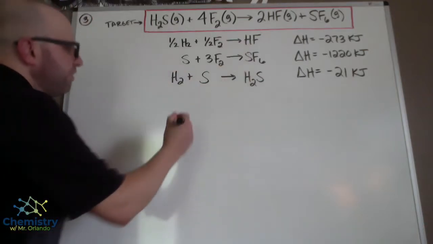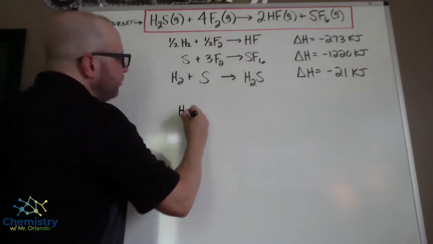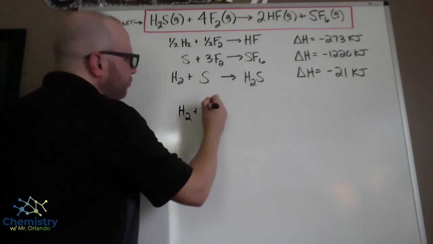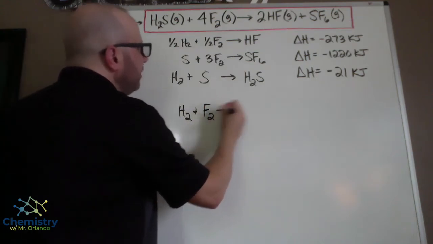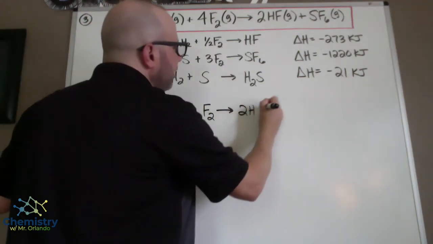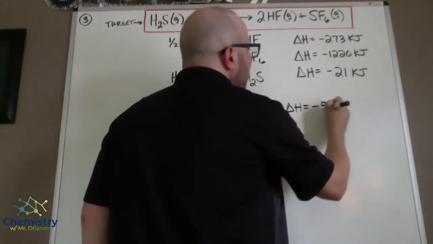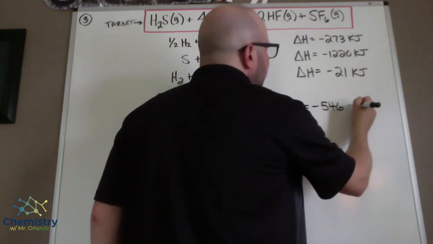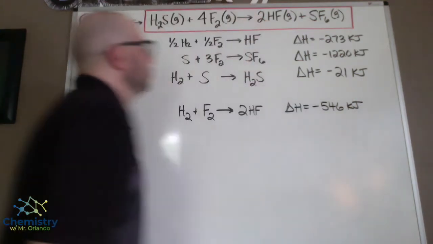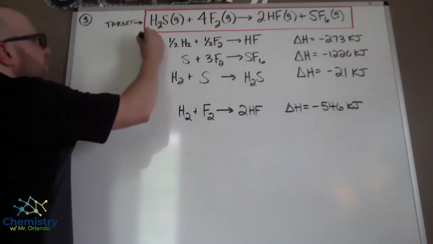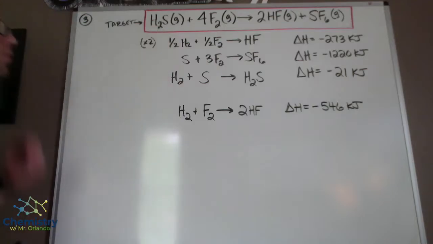So a half of an H2 becomes H2. Half of an F2 becomes F2. And then I get 2HF. And then my delta H remains negative and becomes negative 546 kilojoules. So the only thing I had to do here was multiply by 2.